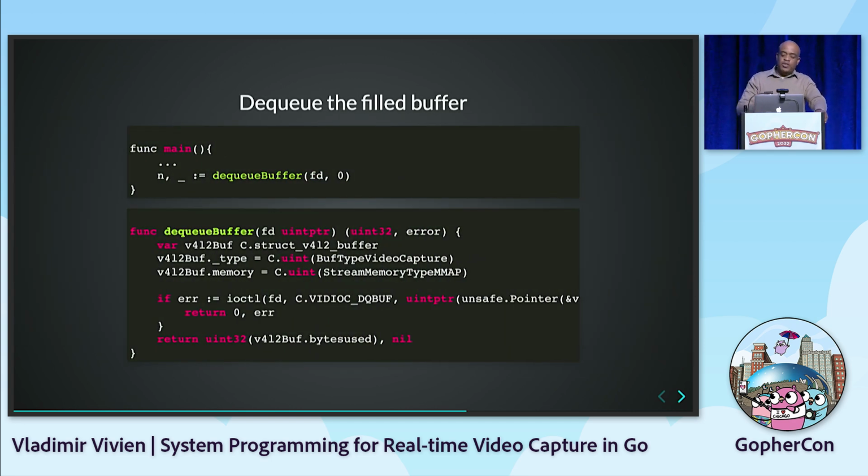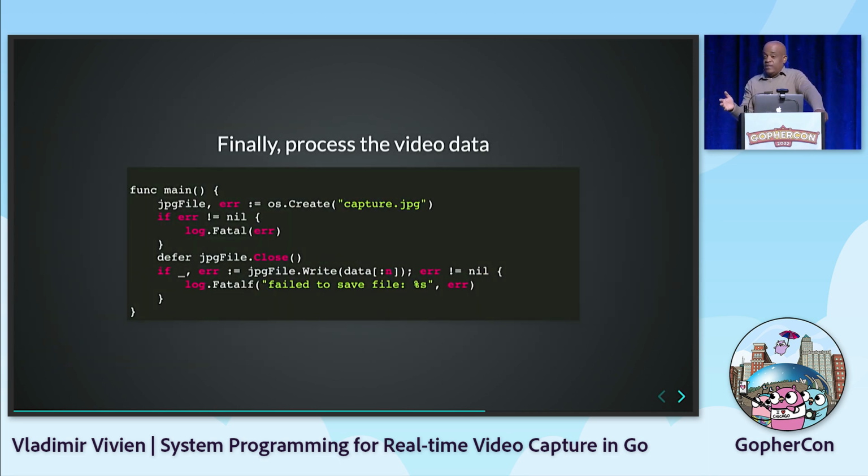After you do that, then you dequeue. You have to ask the device to dequeue the buffer for you, which indicates that you are ready to consume the data from the device. And finally, at that point, you can get access to the frame, and then you can process it. In this example, I'm simply grabbing the data and writing it to a file. Okay?